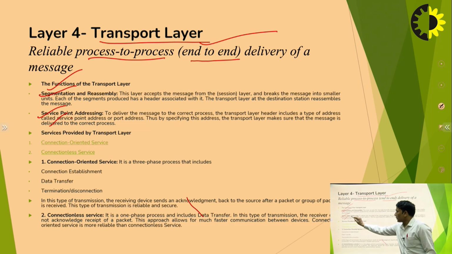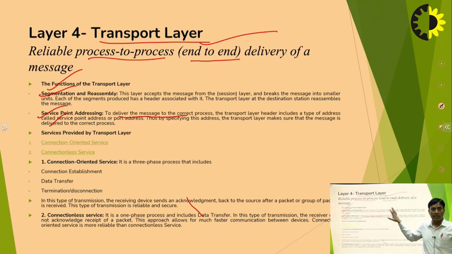And the other is service point addressing. To deliver the message to the correct process, there is a port number. So the transport layer decides the port number. The network layer decides the IP address, which means the logical address of the source and destination.